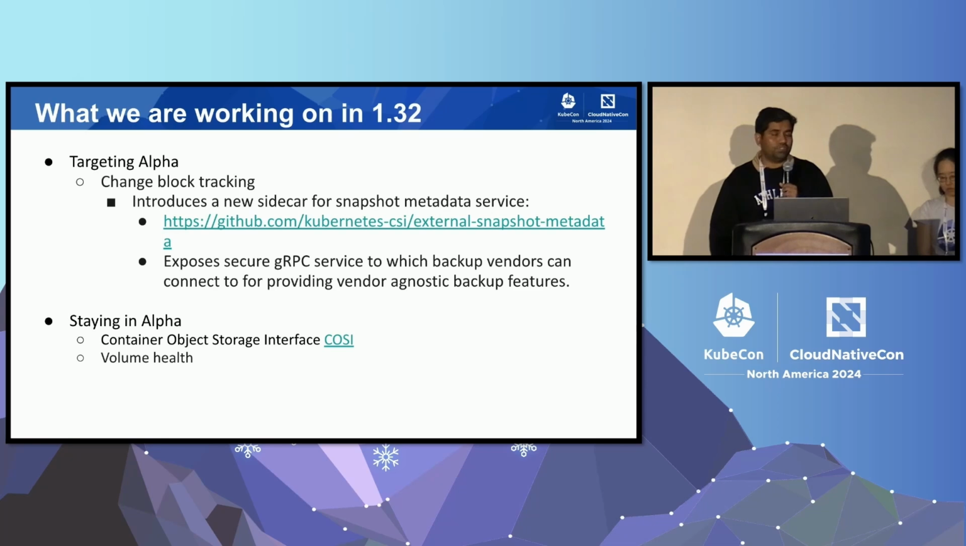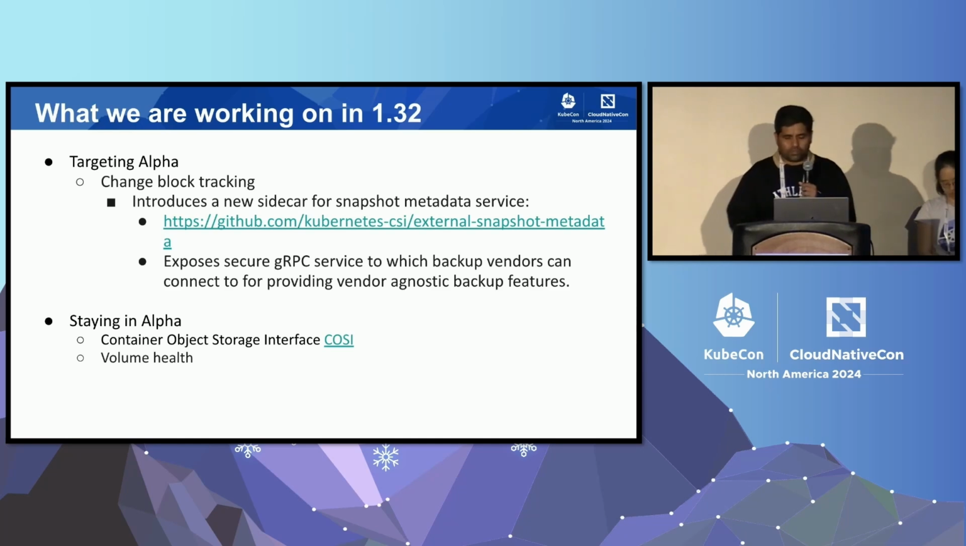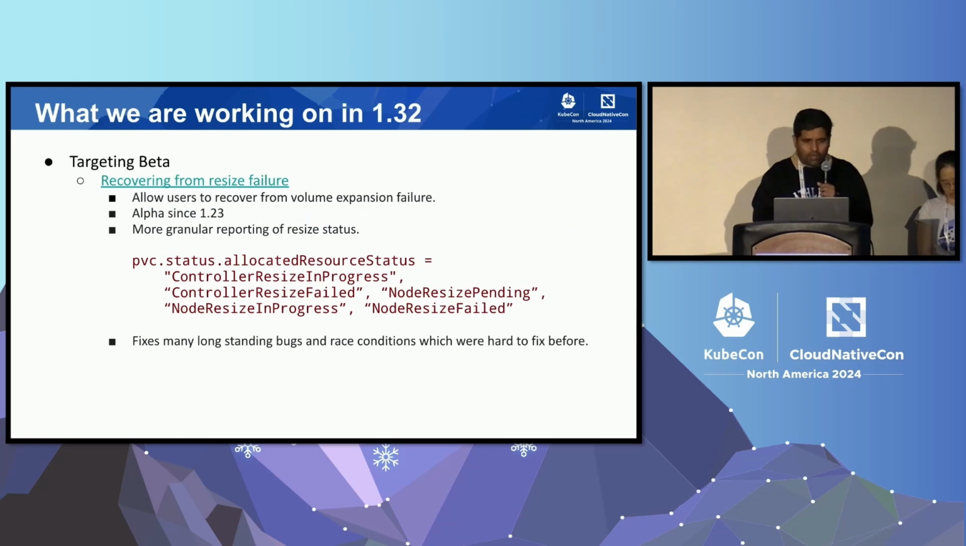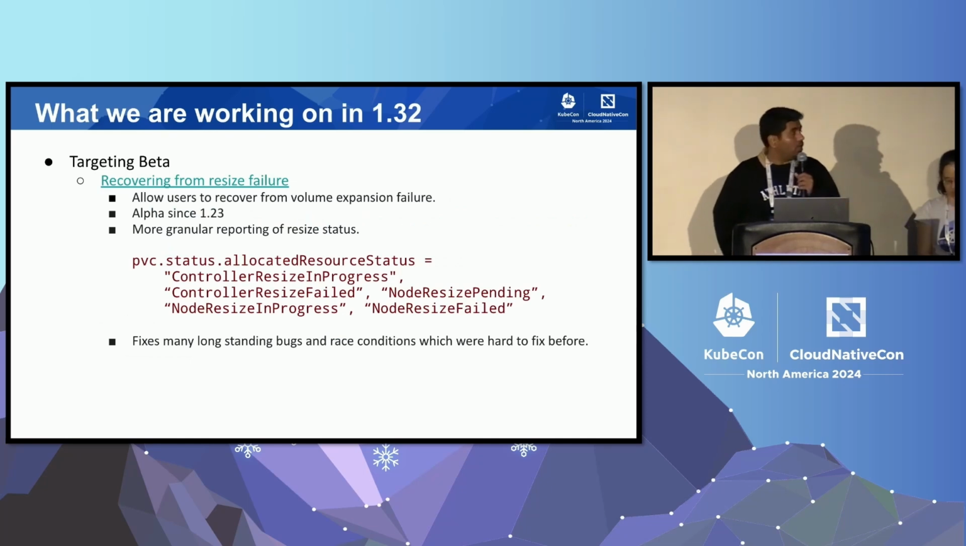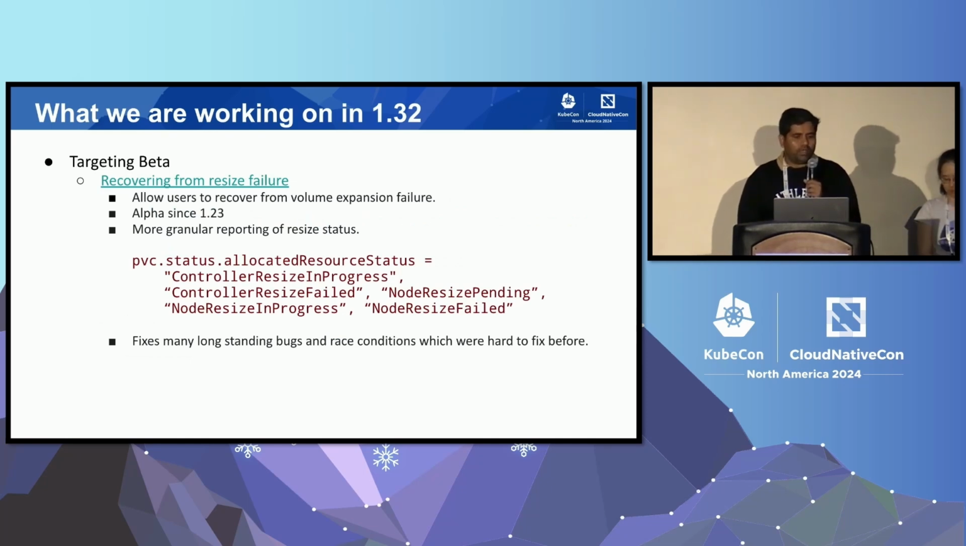It's a feature in the CSI driver that can expose whether it is working normally or abnormally. So it's currently exposed as metrics. We want to evaluate, get feedback, and see how to make this feature more useful for users. One of the other features that we are moving to beta in 1.32 is recover from resize failures.